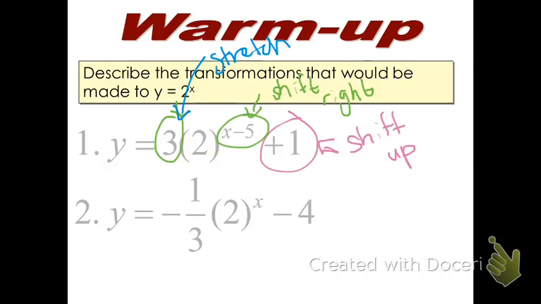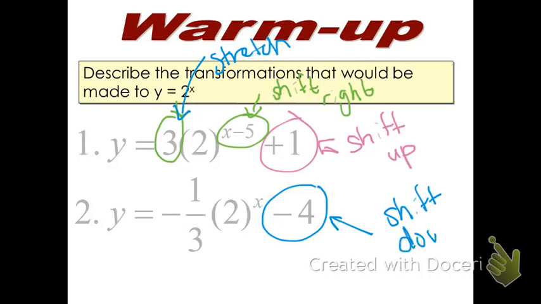All right, so let's move to the next one, number 2. Again, we're adding on to the parent function, which is 2x. So if you're adding or subtracting on, you know you're going to shift up or down. In this case, because it's negative, you're going to shift down.